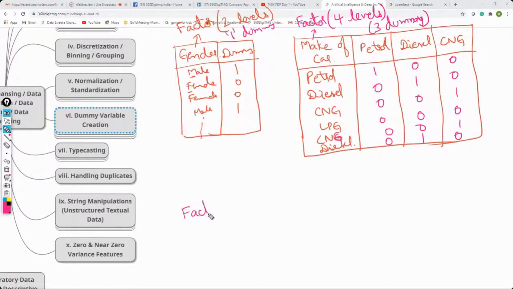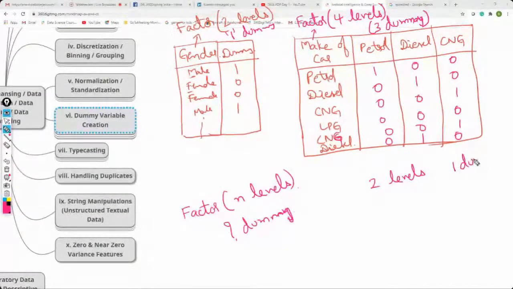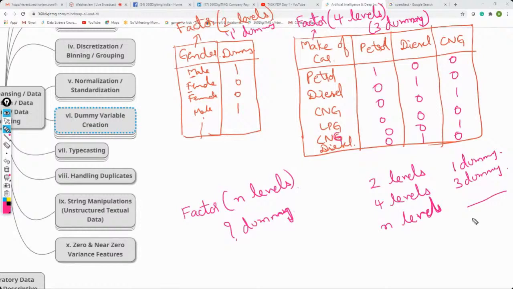Question to you all, I request you all to respond please on the chat window. If I have a factor with n levels, how many dummy variables would I have? If I have 2 levels, I have 1 dummy variable. If you have 4 levels, you create 3 dummy variables. My question is, if you have n levels, how many dummy variables do we have? I request everyone to please reply on the chat window, friends.